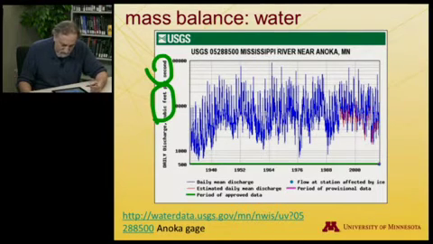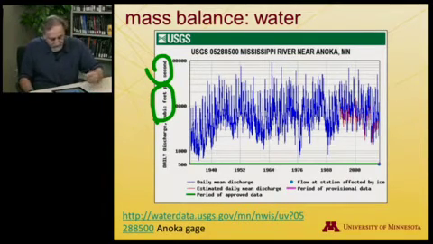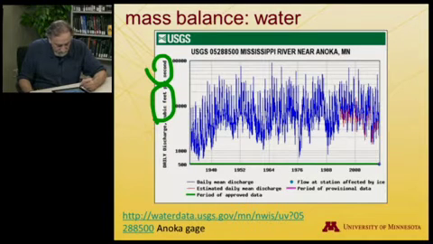And this just shows you how much the Mississippi has fluctuated at Anoka, and you can get a sense of the range. It's orders of magnitude. And if you want to see the data for yourself, you can go to the website there and look it up.